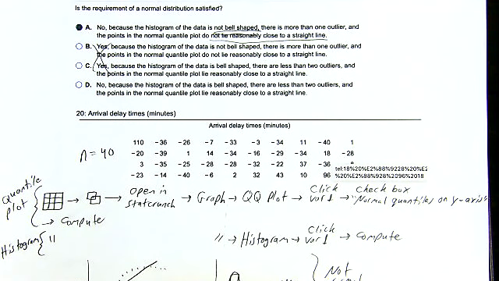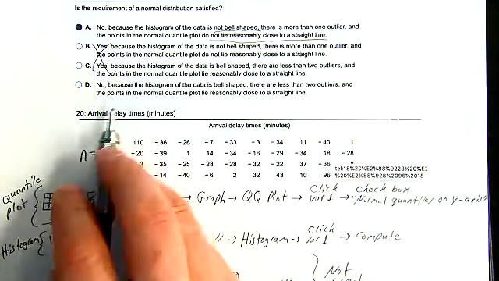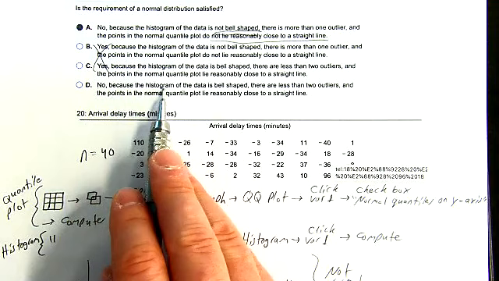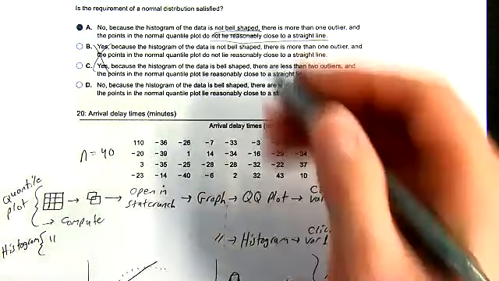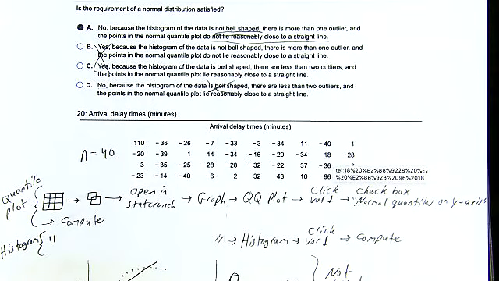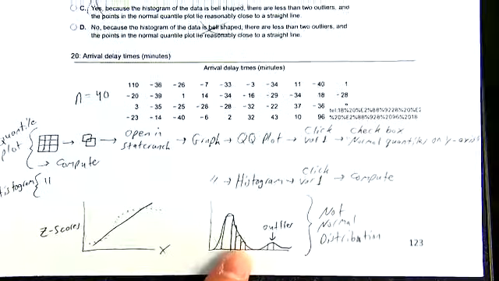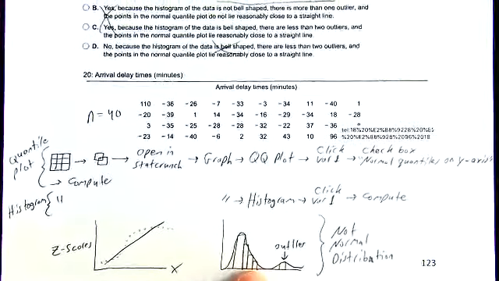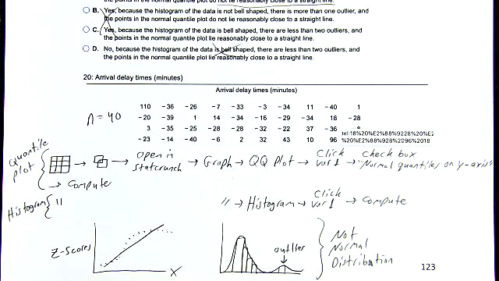So A. D is wrong, even though it says no, because it says the histogram of the data is bell-shaped, which we confirmed it was not. Okay, so these problems aren't bad if you let the computer do the work for you. Just have it plotted up quick, and you'll be able to see it. Let's go to 45.